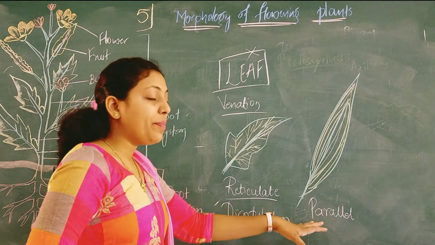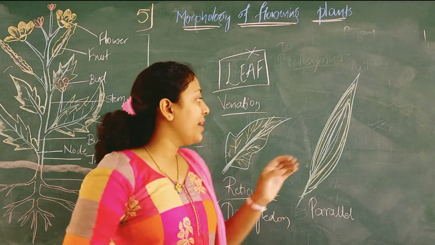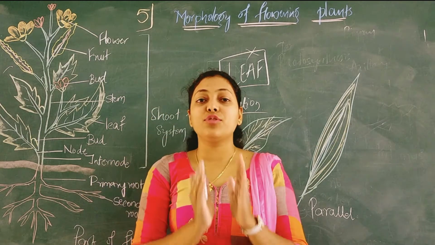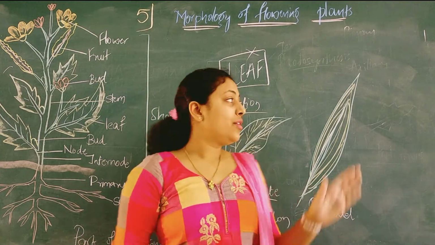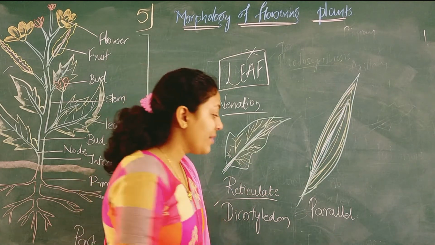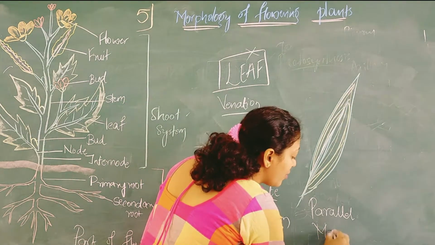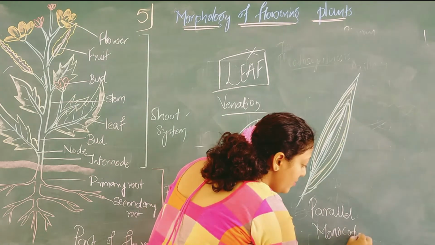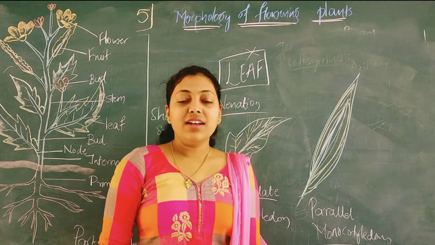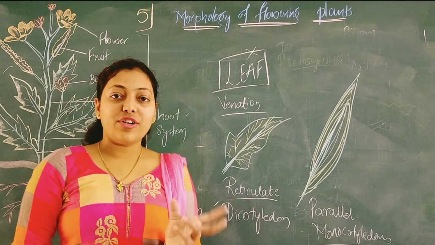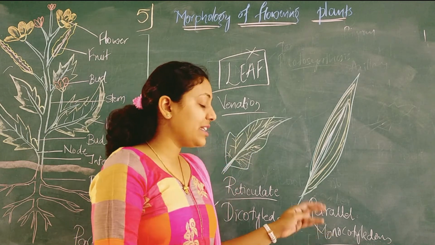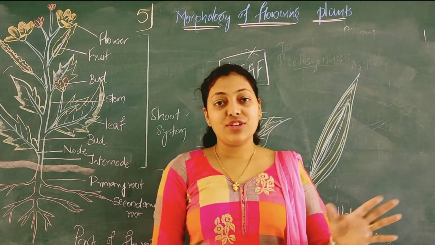plants. Parallel venation is where this is a midrib, and all the veins which are formed are parallel to the midrib. When they are parallel to the midrib, we call it parallel venation, and this we find in case of monocotyledons. Is it clear? So here you can observe a dicotyledonous plant and here you can observe a monocotyledonous plant. So we can see two different kinds of venation of the leaf.